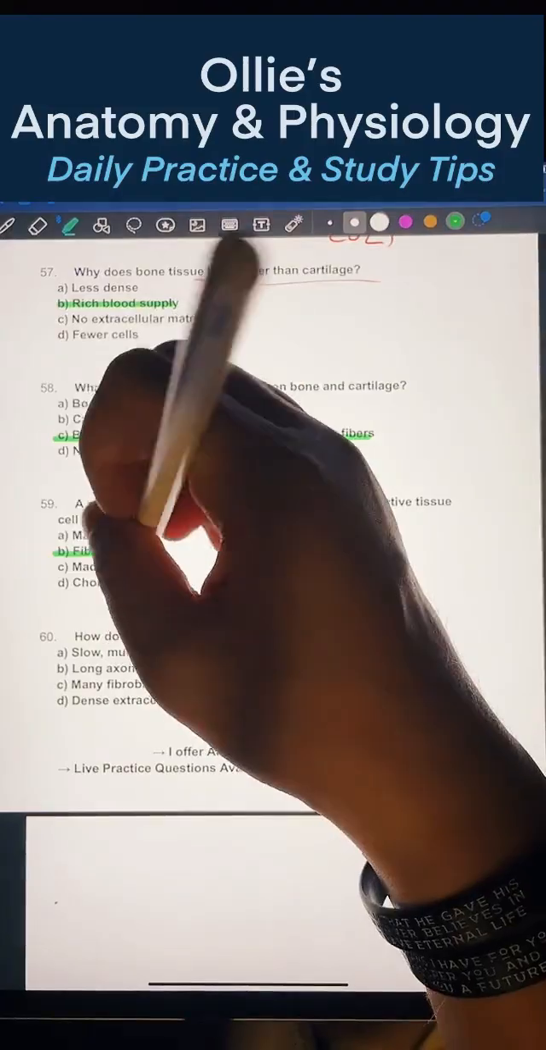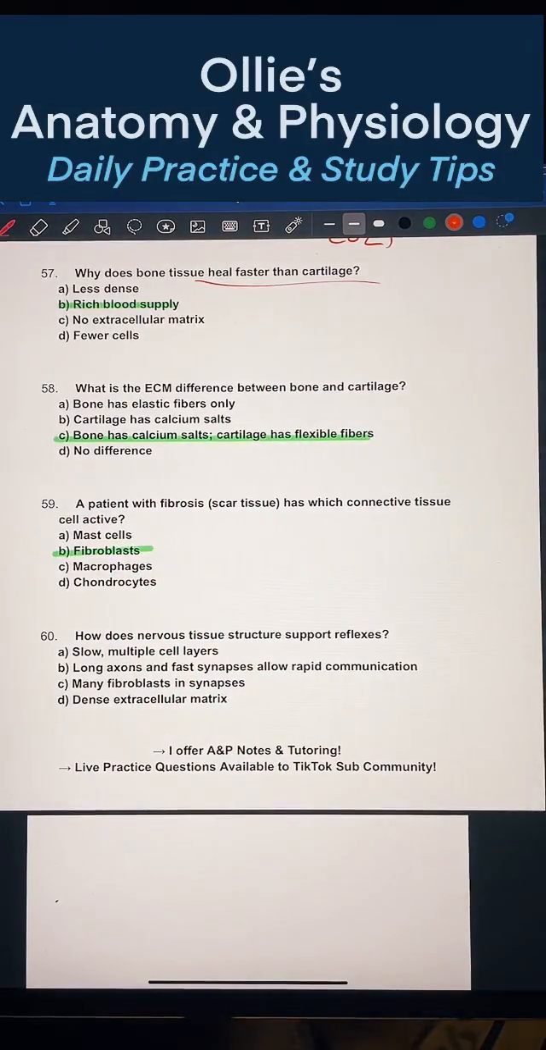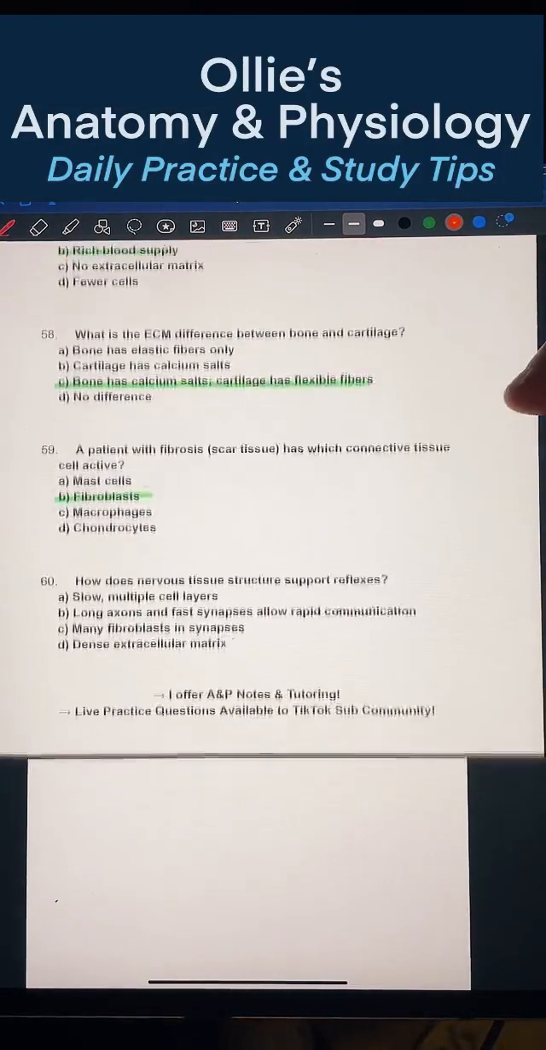Number 59, the answer is B. It's fibroblasts. Fibroblasts synthesize collagen for scar tissue.